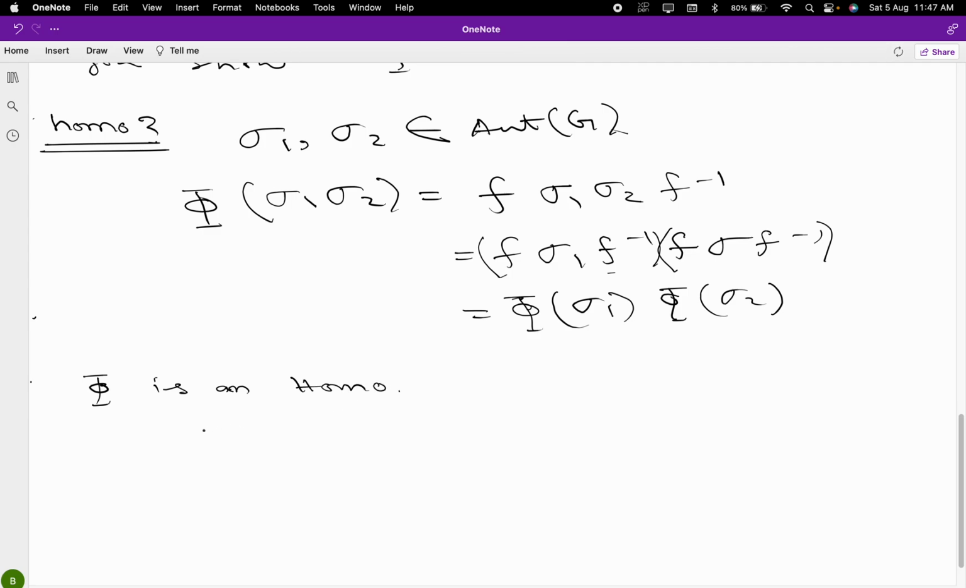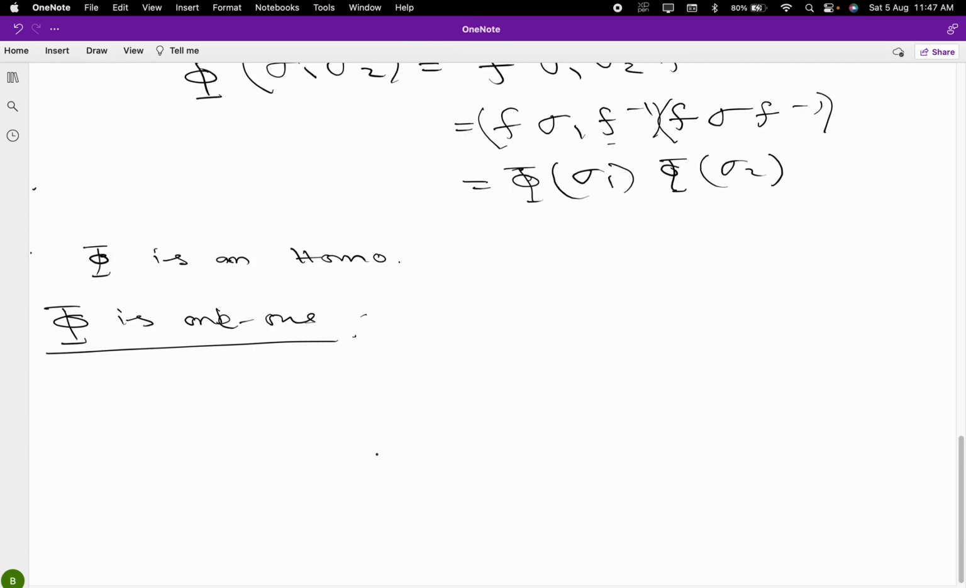So is it 1-1? Is it not? It is quite obvious that it is 1-1. Can you see why this map phi is 1-1? First try yourself; if you don't get it, then see the video. Phi is 1-1. Why is phi 1-1?